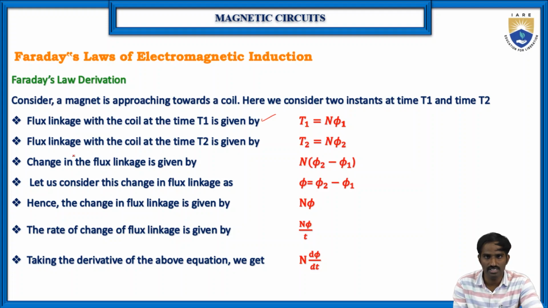And the flux linkage with the coil at the instant of time t2 is N into phi 2. Then the change in the flux linkage of that coil is N into phi 2 minus phi 1. In both cases the number of turns is the same, so let us consider the change in flux phi equal to phi 2 minus phi 1, so that this becomes N into phi. Here N into phi is the change in flux linkage with the particular coil. Then the rate of change of flux linkage is N into phi by t. By taking the derivative of the above equation, we can write it as N into d phi by dt.